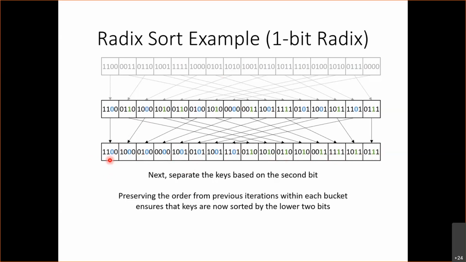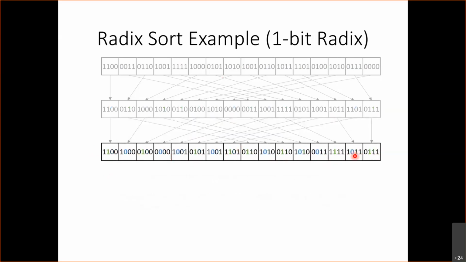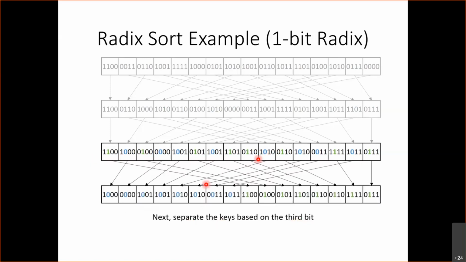Okay, and then we do the same thing on the next step. On the next step, we're going to look at the third bit now. For the third bit, some of them are ones and some of them are zeros. So we're going to separate the keys based on the third bit. We're going to put the elements whose third bit is zero here, and the elements whose third bit is one over here. And again, we're going to preserve the order. So now if you look, our elements are sorted by the lower three bits.